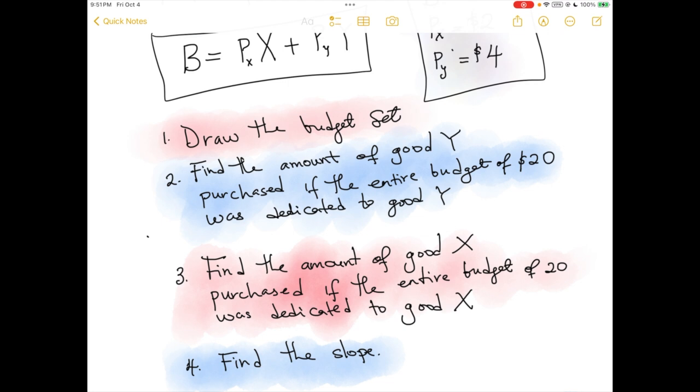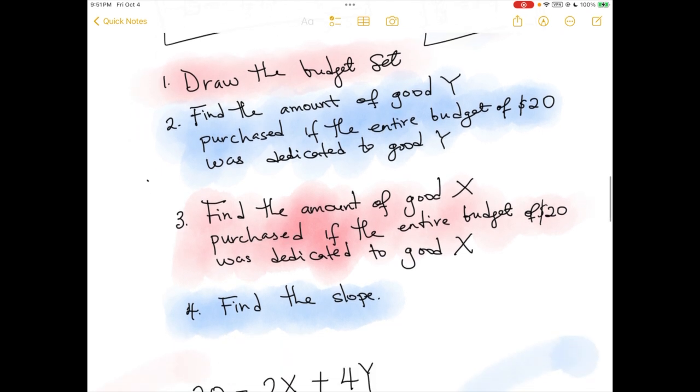I think you know what the answer is, right? Good. And 3, we want to find the amount of good X purchased if the entire budget of $20 was dedicated to good X, meaning we buy 0 good Y. Okay, and then we find the slope as the last task.